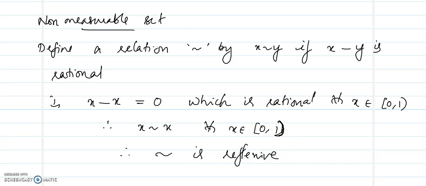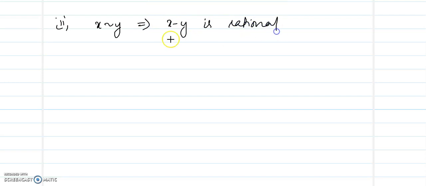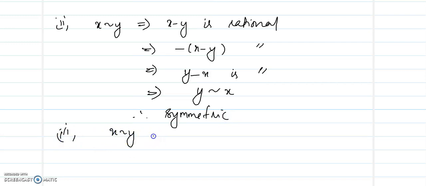Now for symmetric you need to show that if x is related to y, then y is also related to x. So x is related to y, so that gives x minus y is rational. If x minus y is rational, then minus of x minus y will be rational. So that implies y minus x is rational. So we can conclude that y is related to x. So if x is related to y, then y is related to x. Therefore it is symmetric.